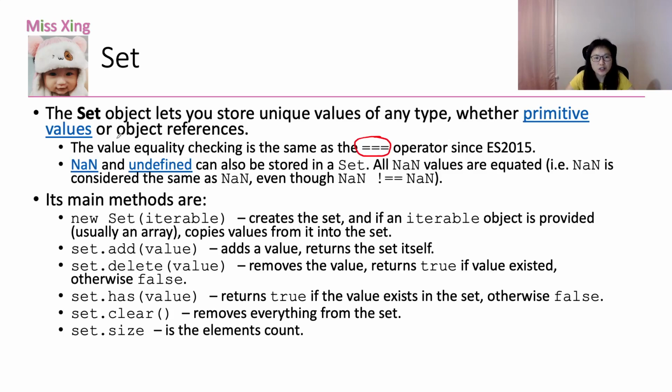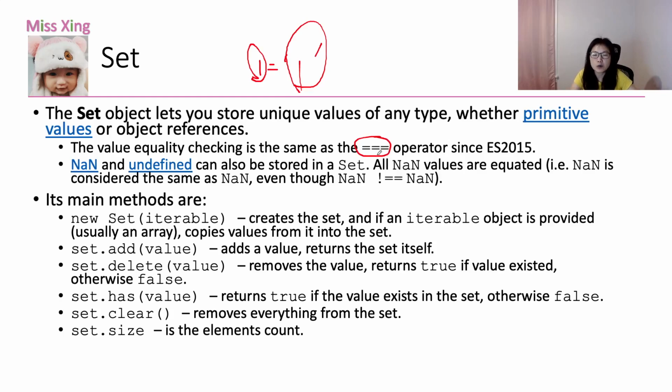For primitive values, it's very simple. If it's a number, then we'll check number by number. Suppose in a set you want to store the number 1, and later on you want to add the string "1". It's going to be false because this one is a number type and this one is a string type, okay? And for objects, the equal sign will compare by the address, okay? So you have to have the same pointer.